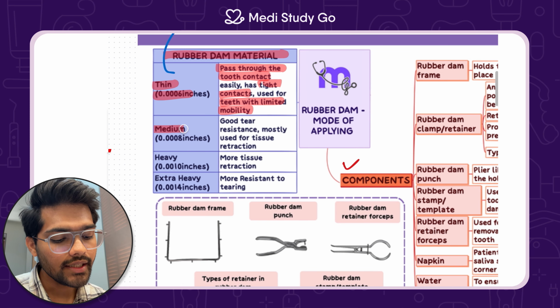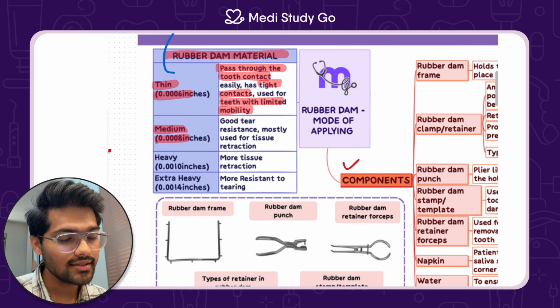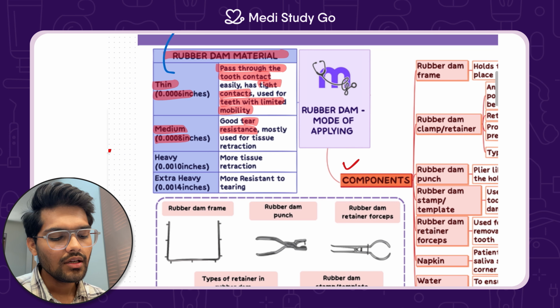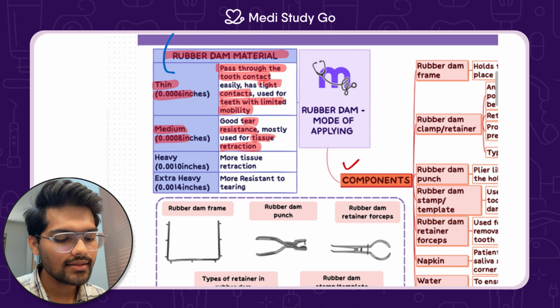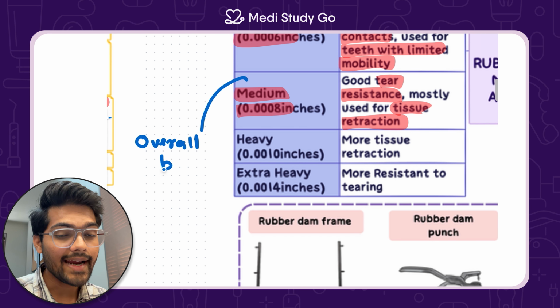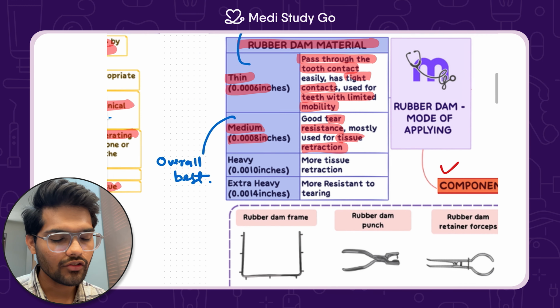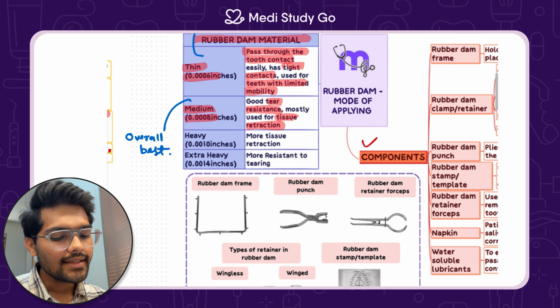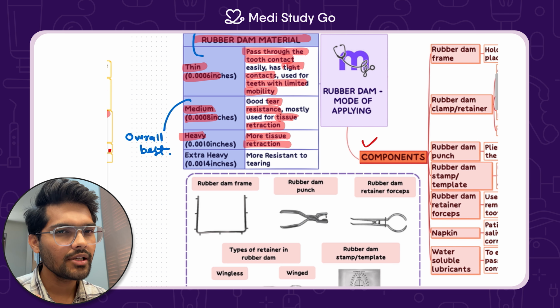Second is medium, which I personally consider the overall best one. It has a good tear resistance, and it can retract enough amount of soft tissue. Next up, we also have heavy, which is 0.010 inches. It is going to give you more tissue retraction and obviously a little bit more resistance.